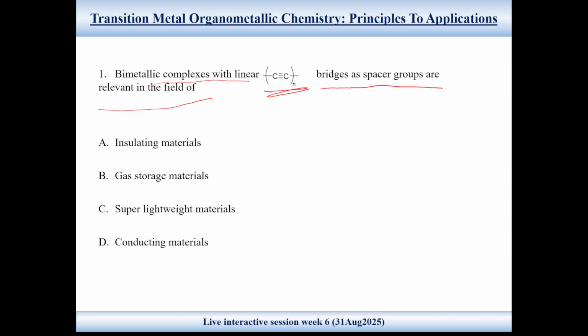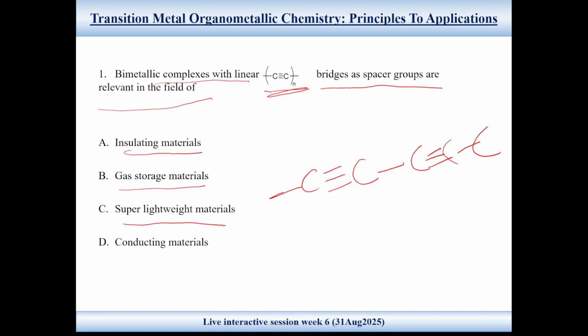We have seen the end of the week 6 content, that is lecture number 30, the series of bimetallic complexes where C triple bond C acts as a spacer, or we can say it acts as a linker in different systems. So the role of this is now in electronics. So is it an insulating material, a gas storage material, a super lightweight material, or a conducting material? Which one will be the right answer?